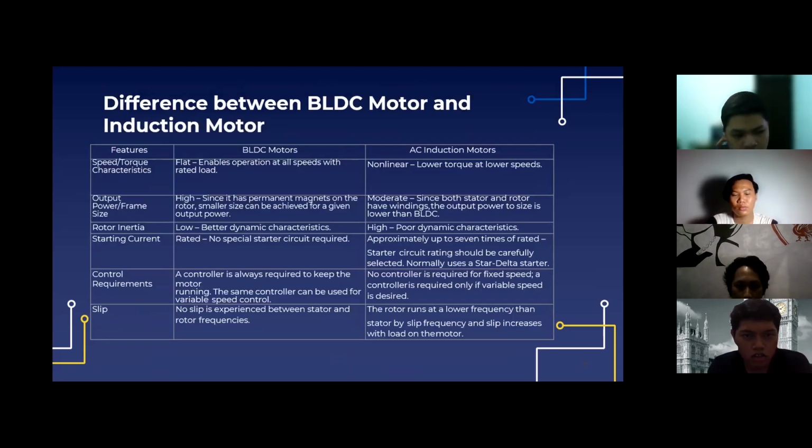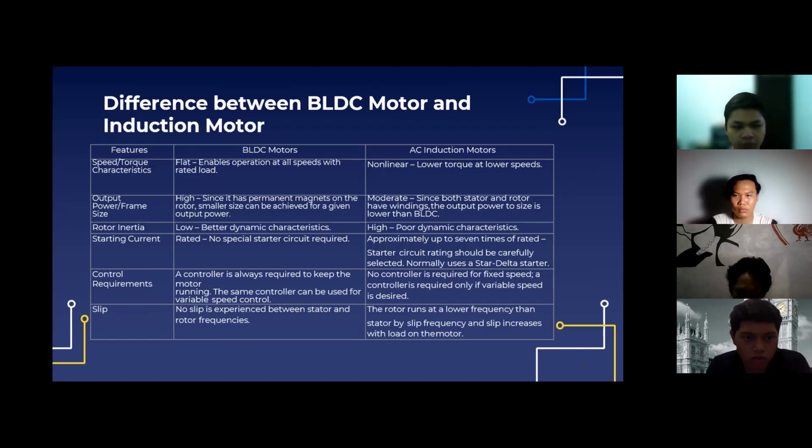And next is the difference between the PLDC motor and the AC induction motor. First is speed or torque characteristic. On the PLDC motor it is flat, enabling operation at all speeds with rated load. On the AC induction motor it is nonlinear, with lower torque at lower speed.